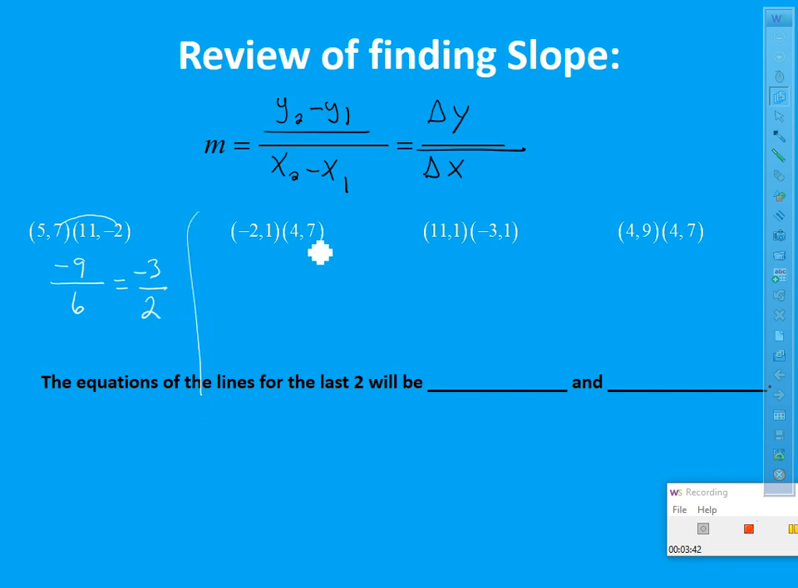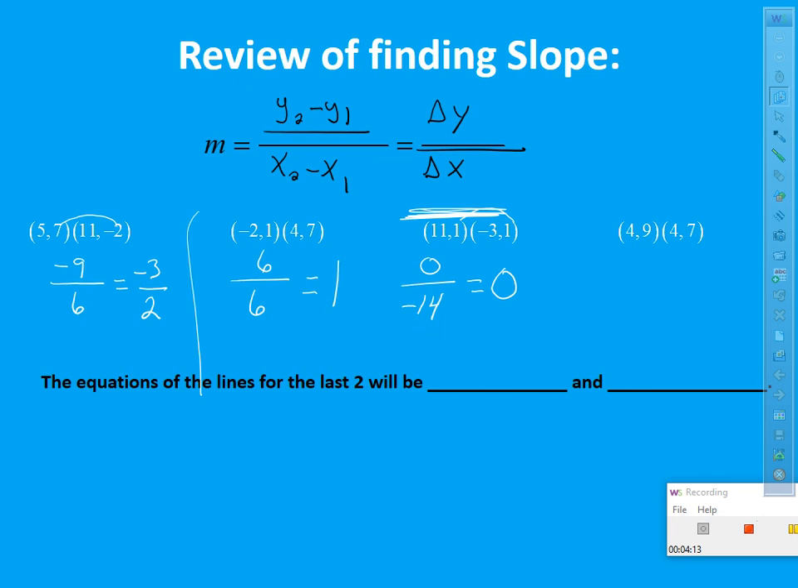When I move on to the next one, 7 minus 1 is 6. 4 minus -2 is also 6. I'm going to get a slope of 1. Now my next one, I'm going to go 1 minus 1 is 0. -3 minus 11 is -14. 0 divided by any number is 0. While I'm here, guys, remember a 0 slope line will be horizontal because we rose 0 and ran 14 or -14.